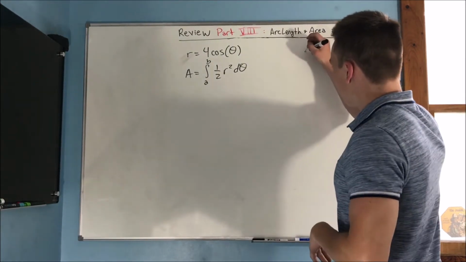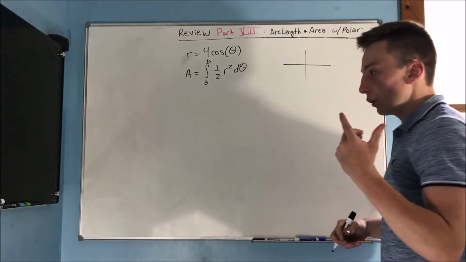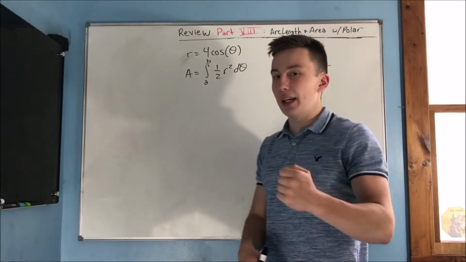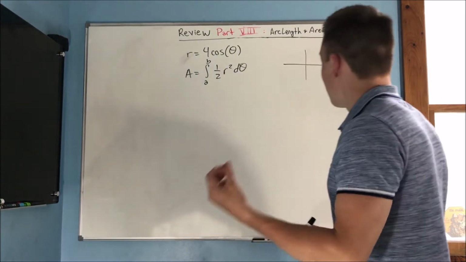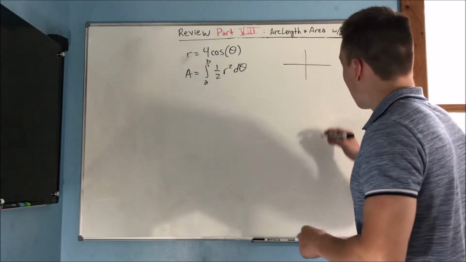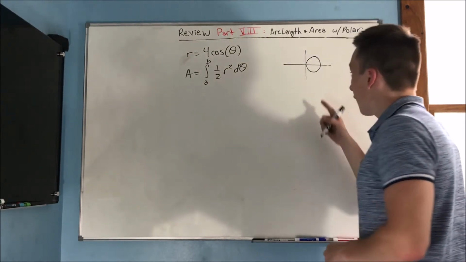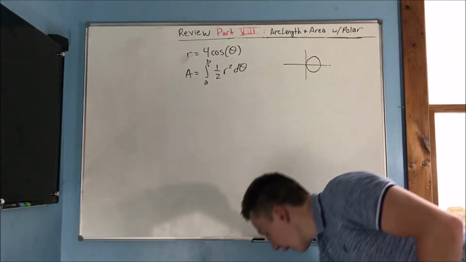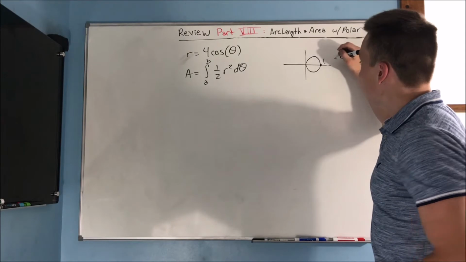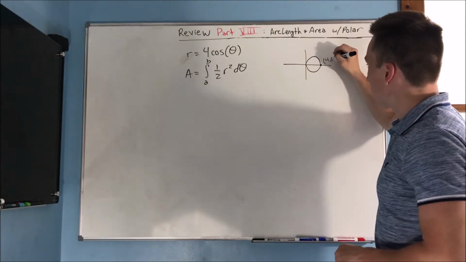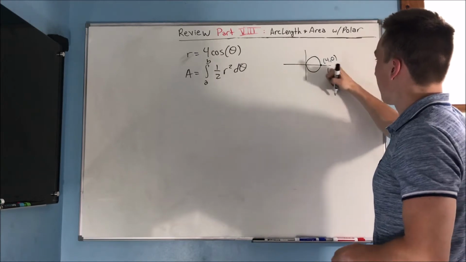If we look at what 4 cosine theta looks like, and this is why you need to really perfect being able to graph polar equations, because if not, you're going to end up falling behind on some of this polar stuff. This is the graph of r equals 4 cosine theta. It's a circle with radius 2, because in Cartesian coordinates it goes out to 4, 0. In polar, this is still 4, 0.